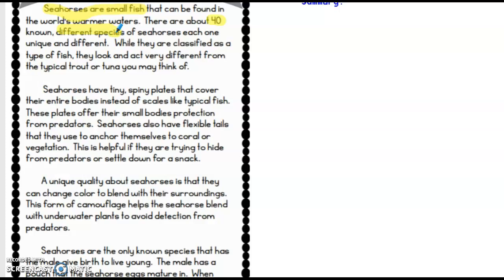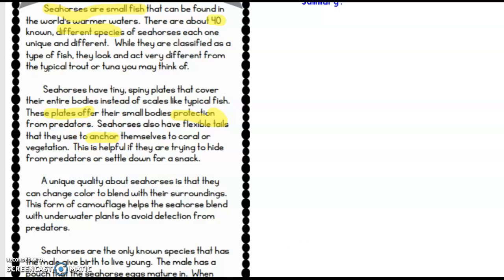Okay. Then you want to go to the second paragraph. You want to reread it. Seahorses have tiny spiny plates that cover their entire bodies instead of scales like typical fish. These plates offer their body protection from predators. Seahorses also have flexible tails that they use to anchor themselves to the coral or vegetation, which helps them if they are trying to hide from predators or settle down for a snack. So this is actually talking about how they protect their bodies. So we could say seahorses have plates that offer protection. We can also say that they use their tails as anchors. So we're talking about their protection.